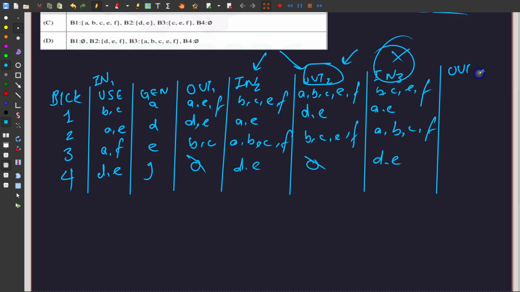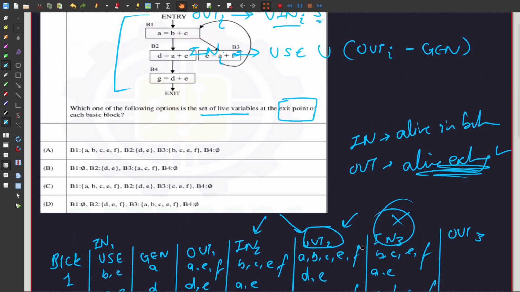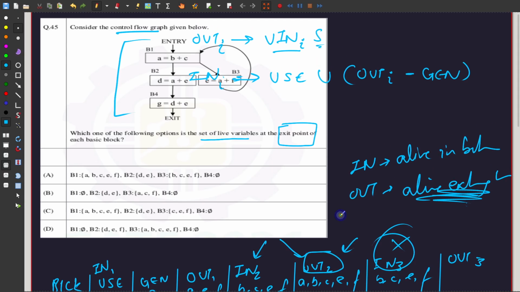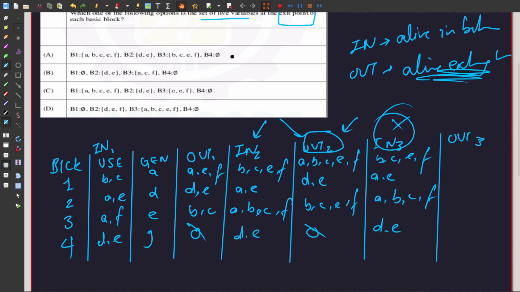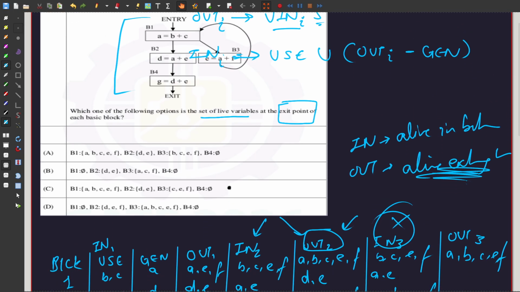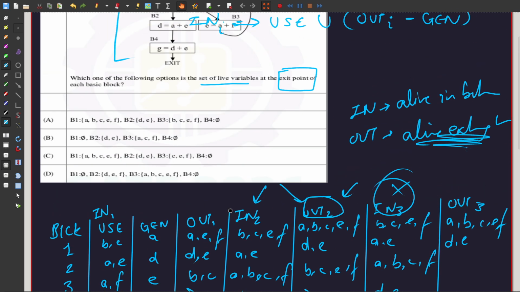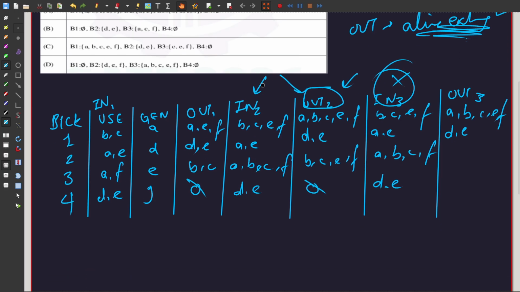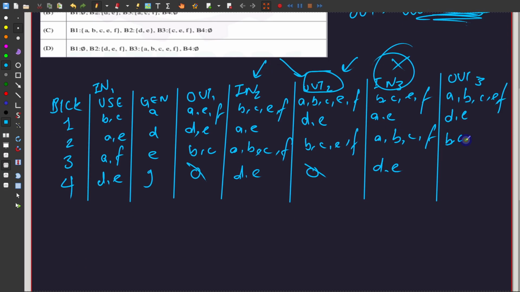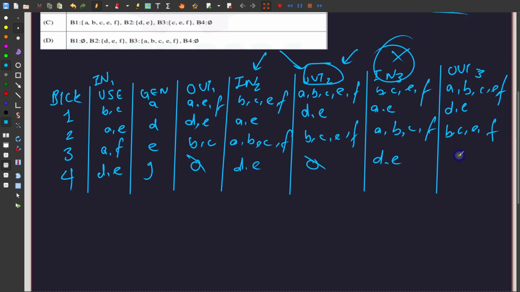So let us look at out 3. We have to basically find out out 3, otherwise things will go very wrong. So the successors of block 1 are blocks 2 and 3, so A, B, C, E, F. The successor of block 2 is block 4, so D, E. The successor of block 3 is block 1, so B, C, E, F. And then the successor for block 4 is absolutely nobody.